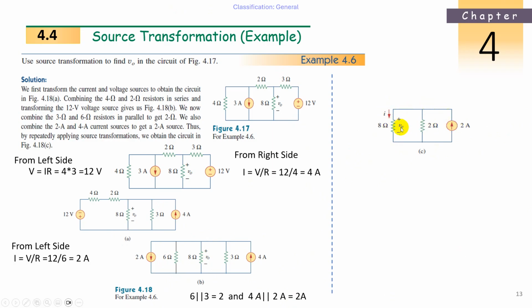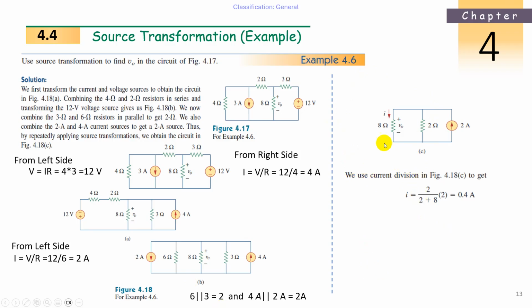Now what do we need? V0 we need. For that also again we can transform. What can we transform? 2 ohms and 2 amperes are in parallel, so we can transform into a voltage source. What is the voltage source equation? V is equal to IR. 2 into 2. How much? 4. 4 volts is the voltage source. We can transform it. Okay, that also we can transform. This is one way. Another way, directly the current division rule also we can use. Two methods I am telling.